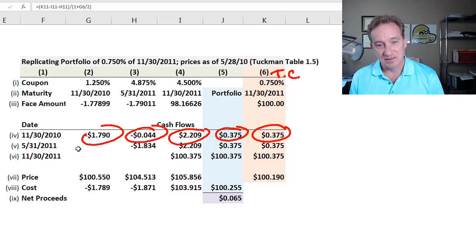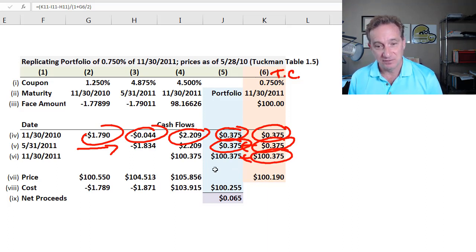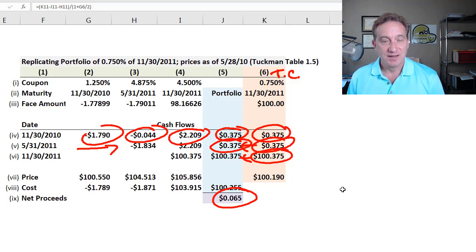And it's the same dynamic in 1 year. The cash flow that we receive on the trading cheap bond that we purchased exactly funds the cash that we need to pay. And the final cash flow here that we receive exactly funds this amount that we need to pay. We're net zero on the future cash flow streams, but we locked in on day one the 6.5 cent profit. So that's the idea.